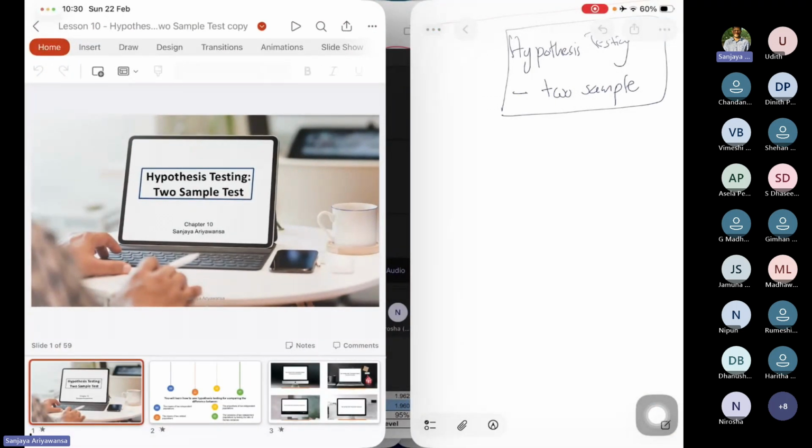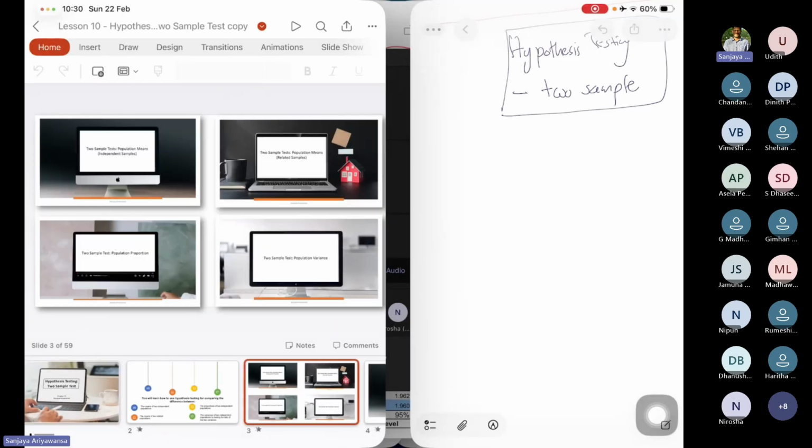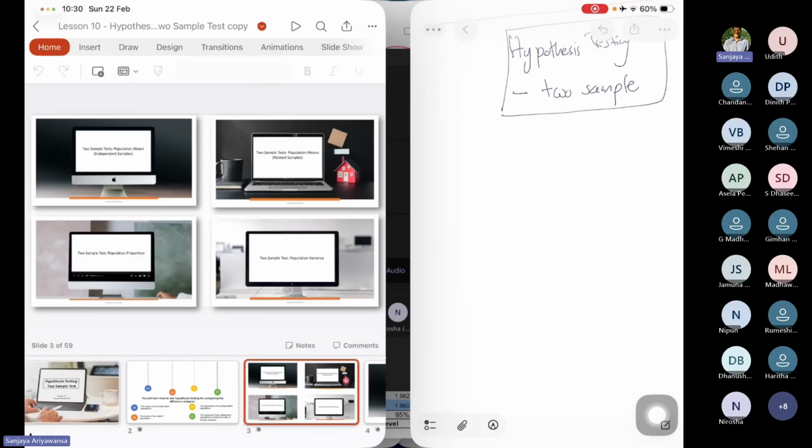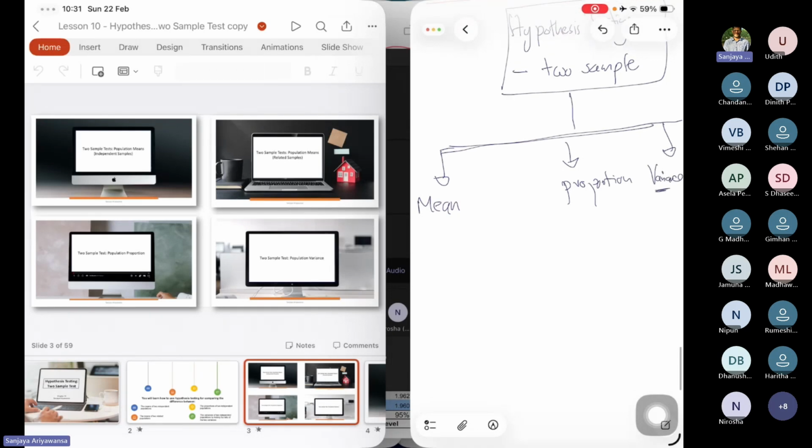Right. So hypothesis testing for two sample tests, we have four sections, but we are mainly looking at three areas. Just like before, we are going to look at mean. We're going to look at proportion, population mean, population proportion. In addition to that, we are going to look at population variance. Now, this is new.